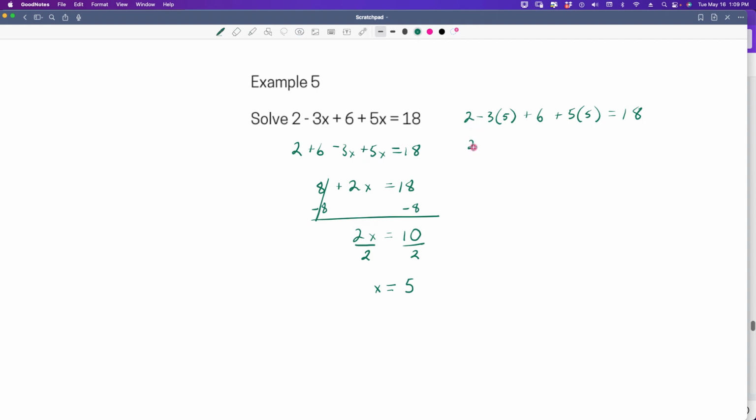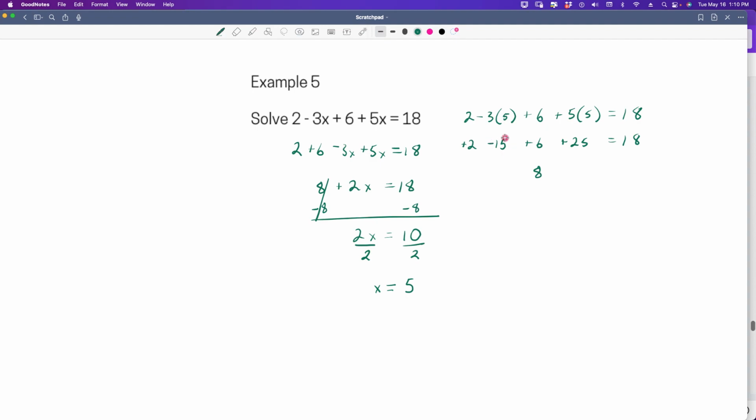So 2, and that's 3 times 5, that's going to be a negative 15 because this is negative, plus 6, and then 5 and a positive 5, that's going to be plus 25, is equal to 18. All right, so in my mind, I see that I have 4 terms with their signs, right? This is a positive. So I'm going to combine this positive and this positive because I can do 6 and 2 and get 8 in my head pretty quickly. So that's a positive 8.